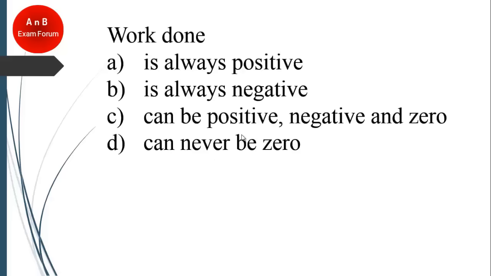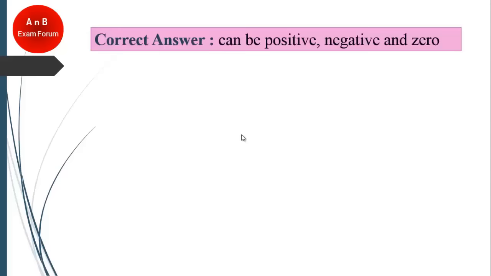Coming to the next question, this is very important, underline it. Work done is always positive, is always negative, can be positive, negative and zero, or can never be zero. Students, always remember, work done can be positive, negative and zero. Positive when you are moving forward, negative if there is friction, zero if there is no movement. It basically depends upon the angle at which your force is acting, right?